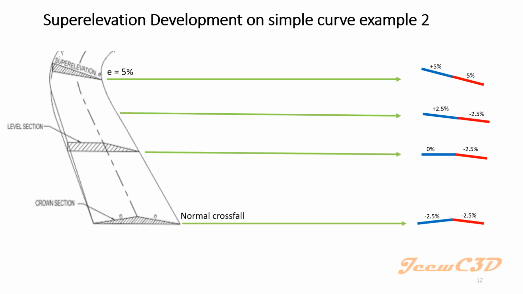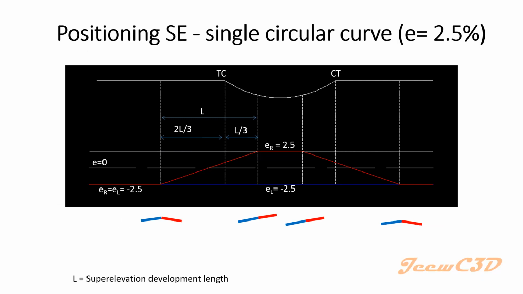In the same manner as I told you earlier, the superelevation development length would be placed 2/3 along the straight and 1/3 along the curve. So this is another way of representing the superelevation development. So this is your curve. This is a simple curve where E equals 2.5. Your superelevation is 2.5 as in example 1.